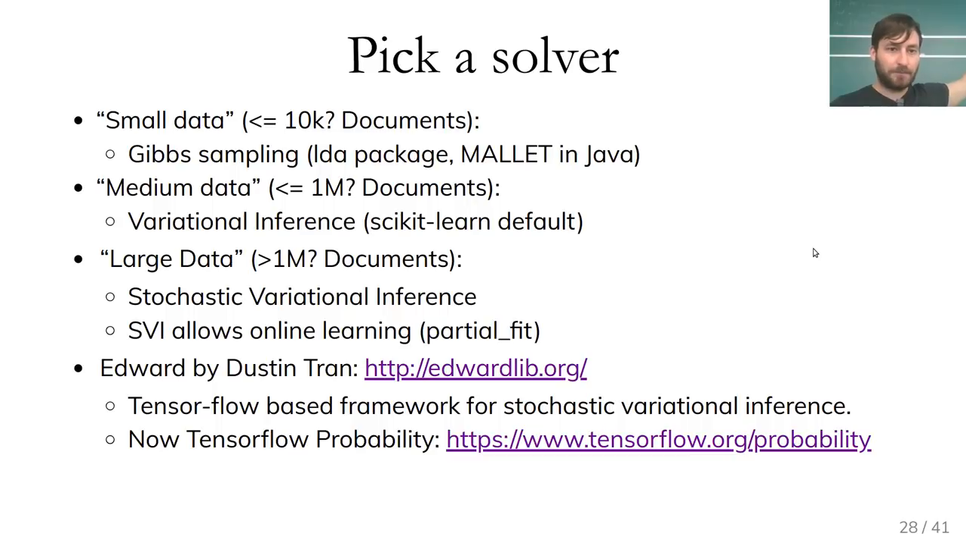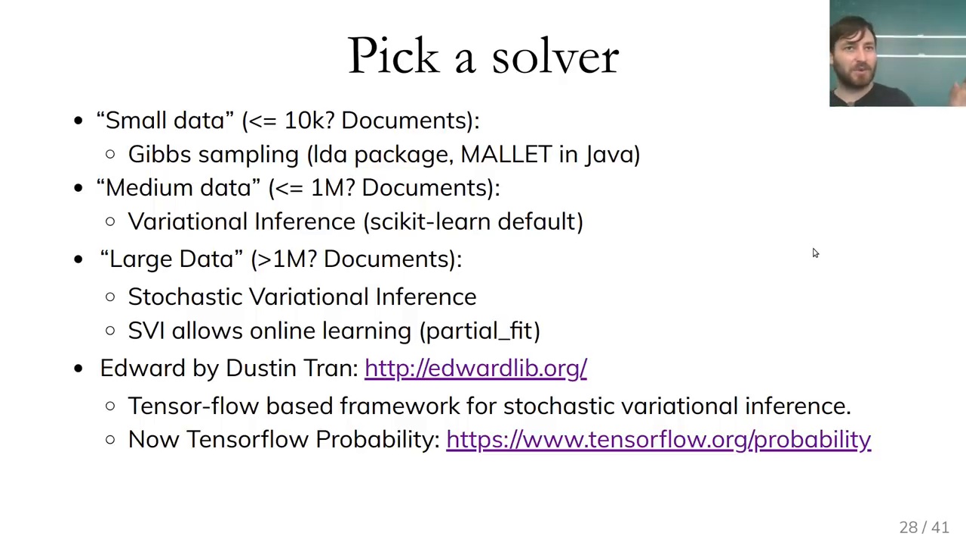So variational inference and stochastic variational inference are both implemented in scikit-learn. But you can also use what used to be called Edward, which is now called TensorFlow Probability. That's basically a whole framework for doing probabilistic modeling based on TensorFlow with variational inference and/or stochastic variational inference. So if you have a GPU or a lot of data, maybe use the implementation in TensorFlow Probability, not the implementation in scikit-learn.